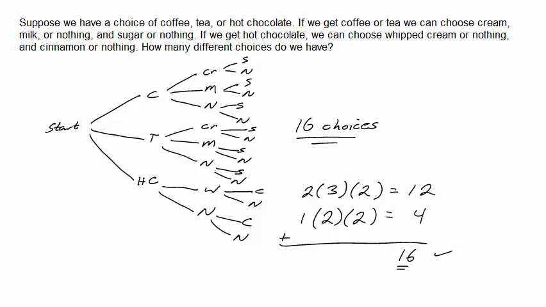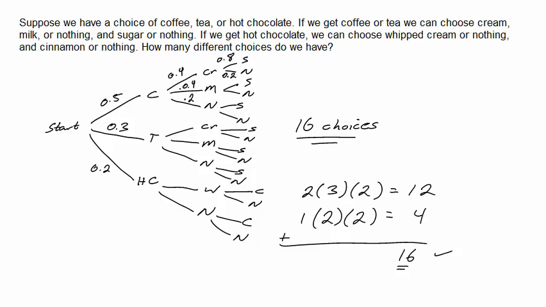If I wanted to assign probabilities to these various events, so let's say given a random person from a population, maybe they have a 50% chance of choosing coffee, a 30% chance of choosing tea, and a 20% chance of choosing hot chocolate. And then of the coffee drinkers, maybe 0.4, so 40% choose cream, 40% choose milk, and 20% choose nothing. And then of those who choose cream, 80% choose sugar, and 20% choose nothing else.